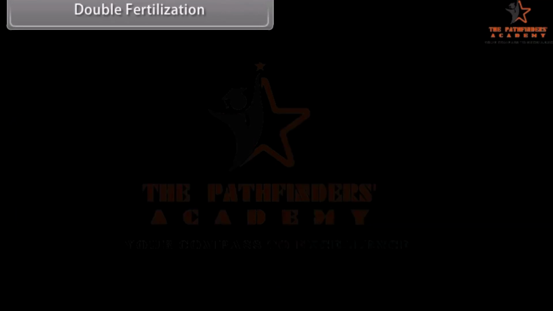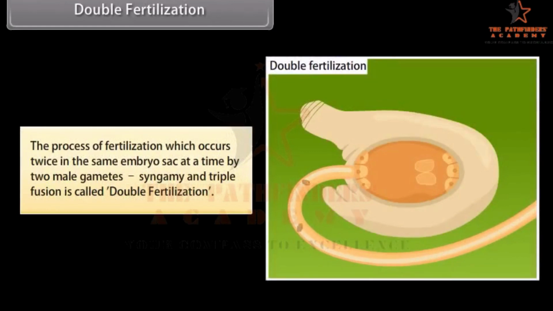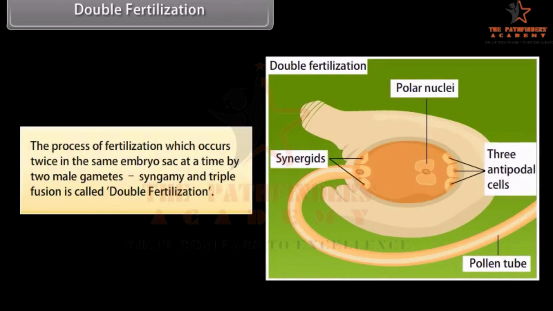Double fertilization. The process of fertilization, which occurs twice in the same embryo sac at a time by two male gametes, syngamy and triple fusion, is called double fertilization.